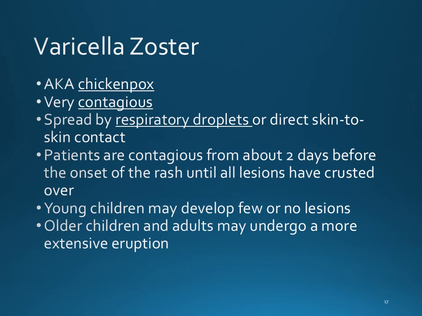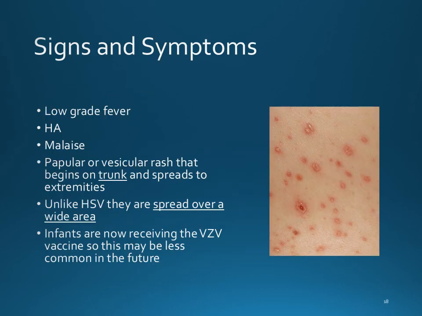Young children may develop few or no lesions. Again, they're more equipped to kind of fight that off. But then as you age, you tend to have more and more extensive eruptions of this. So signs and symptoms: low-grade fever. You can actually have that with herpes simplex virus as well. Headache, HA is an abbreviation for headache. You'll see that sometimes on my PowerPoints. Malaise is just them generally feeling tired, not feeling well.